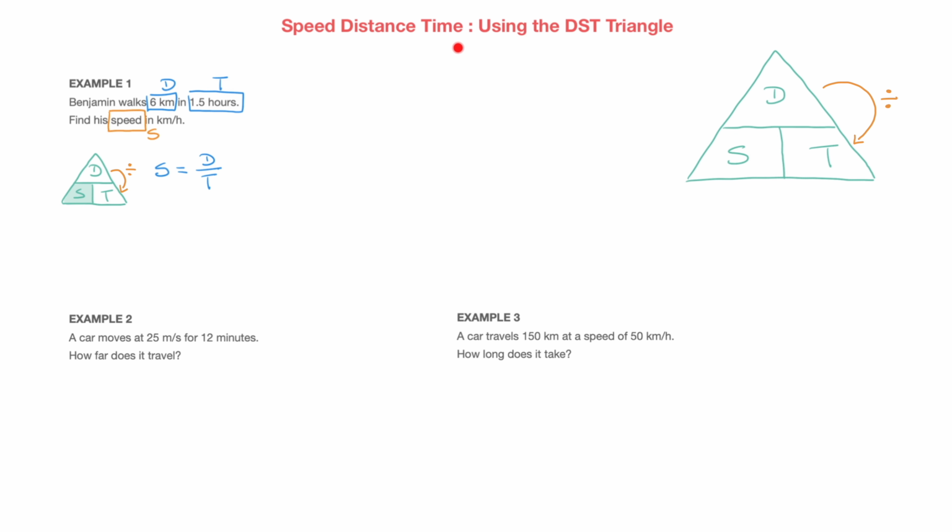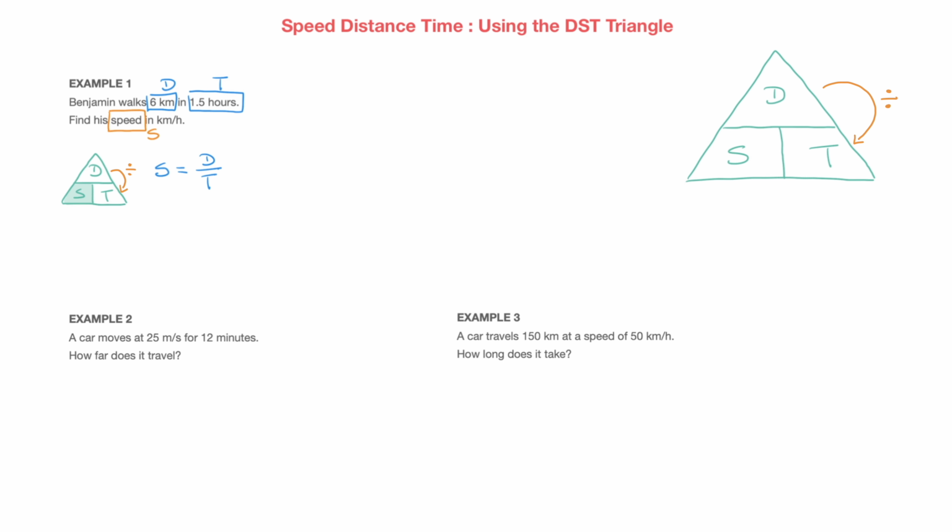Okay, now in any speed, distance, time problem, you need to be careful of units. Here we need to find the speed in kilometers per hour. So we need to make sure that the distance we're given is in kilometers and that the time we're given is in hours. And looking back at the information that was given, we can see right away that the distance was 6 kilometers, so that's perfect, and that the time was 1.5 hours, so that's perfect as well. If either of these or both weren't in the correct units, we need to make sure to convert them into kilometers followed by hours before we calculate this ratio.